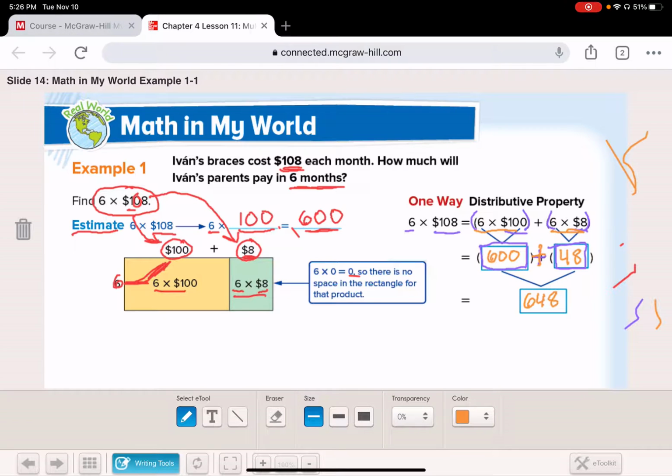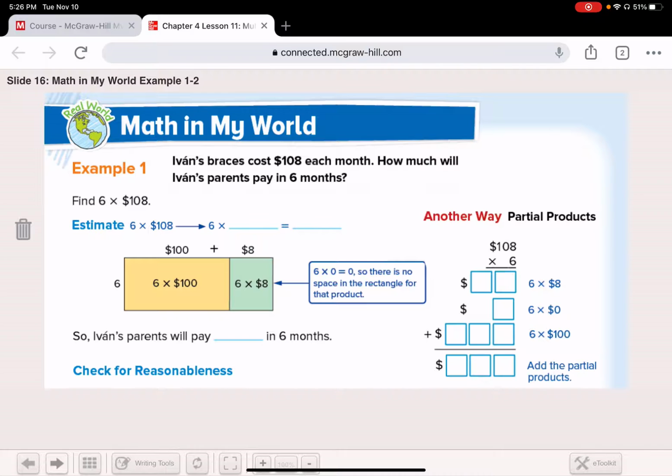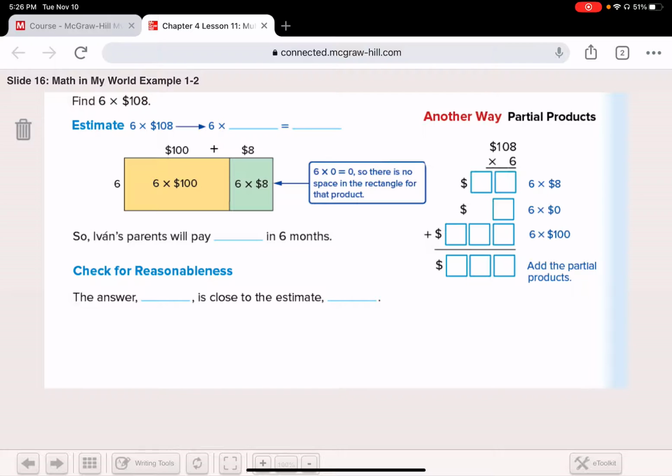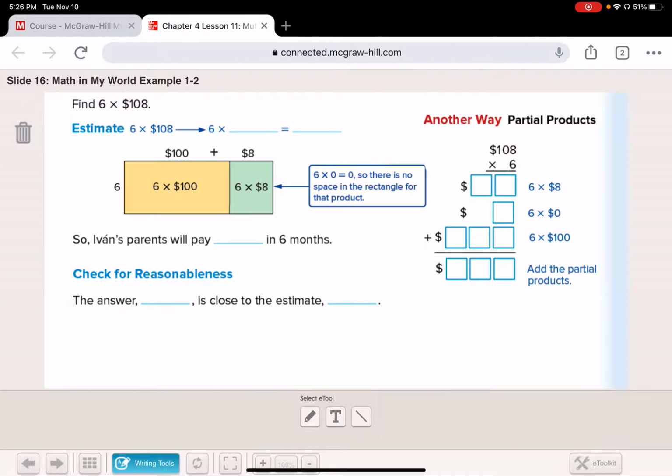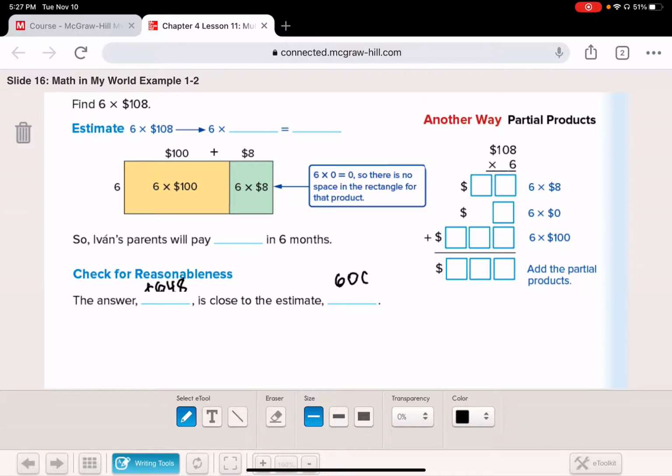Okay, if I didn't know that, I could have written it up here. 600 plus 48, I could have gone like this. 0 plus 8 is 8, 0 plus 4 is 4, 6 plus nothing is 6, 648. Either way, you get 648, which is correct. And then what we would do is check for reasonableness. The answer, $648, is close to the estimate, $600, so that makes our answer reasonable.